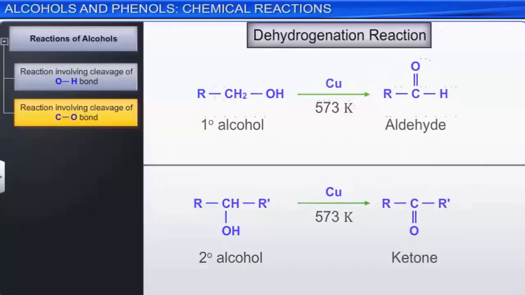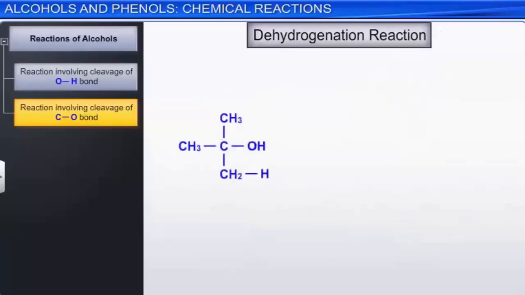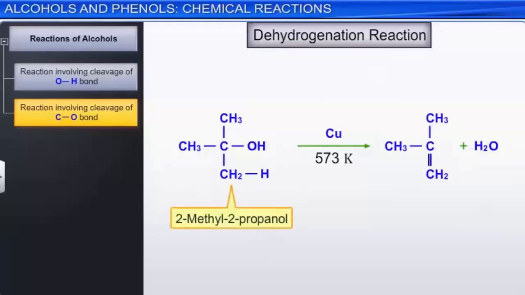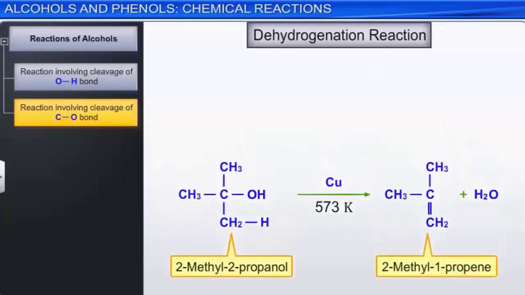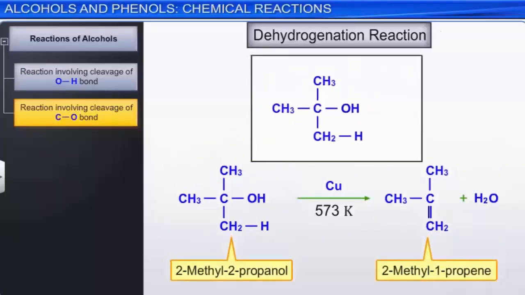If vapors of tertiary alcohols are passed over heated copper, a dehydration reaction takes place to form alkenes. For example, 2-methyl-2-propanol forms 2-methyl-1-propene when passed over heated copper. As the alkene forms, the OH group and one hydrogen from an alkyl carbon are lost to create a water molecule.